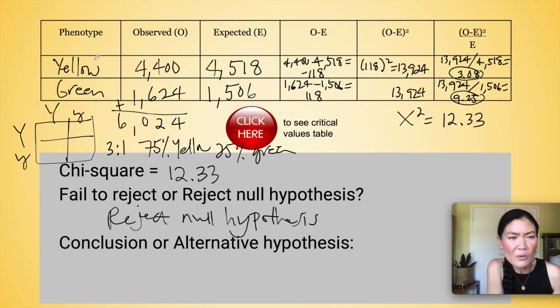That means that perhaps in sweet peas, yellow is not completely dominant over green, or maybe this is not a Mendelian genetic trait. Or maybe there was something going on in the experiment that could have influenced the outcome. So you can state that perhaps something in the experiment influenced the observed data, and that's why the observed data was significantly different than the expected. You may be asked to talk about why, and that's why you had to reject the null hypothesis.